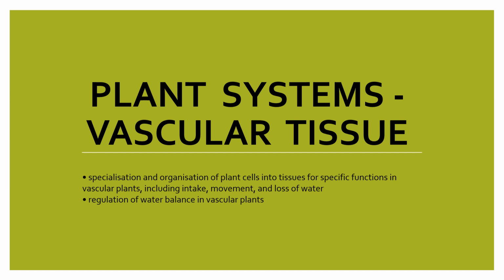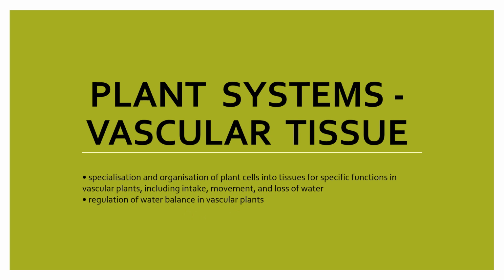Hi everyone, so today we're going to be looking at plant systems and particularly the vascular tissue system. The study design dot point says that you're looking at the organization of plant cells into tissues, so the vascular tissue is what we're looking at for specific functions in vascular plants, including intake, movement, and loss of water, which we're going to look at, as well as the regulation of water balance in vascular plants.